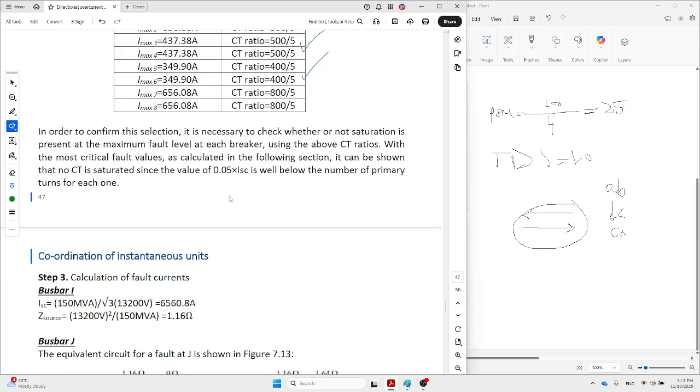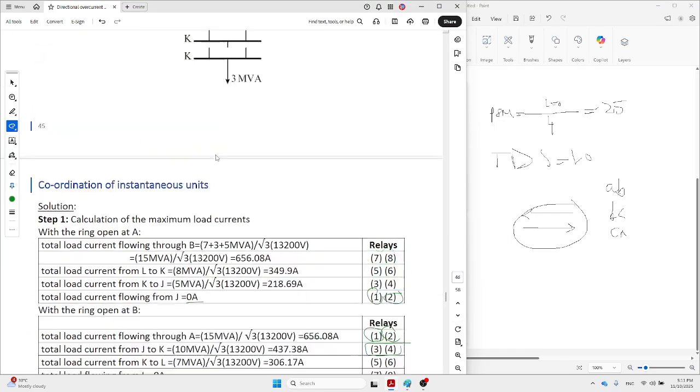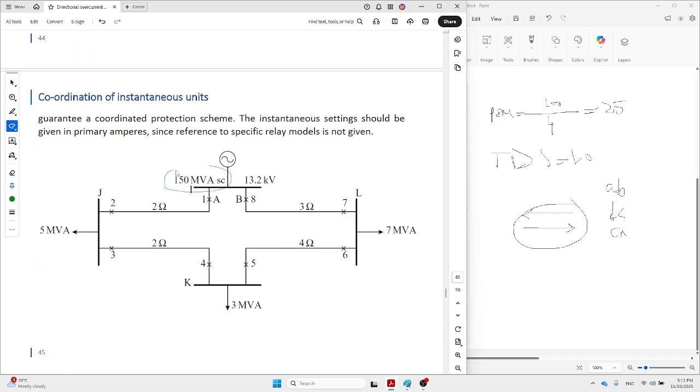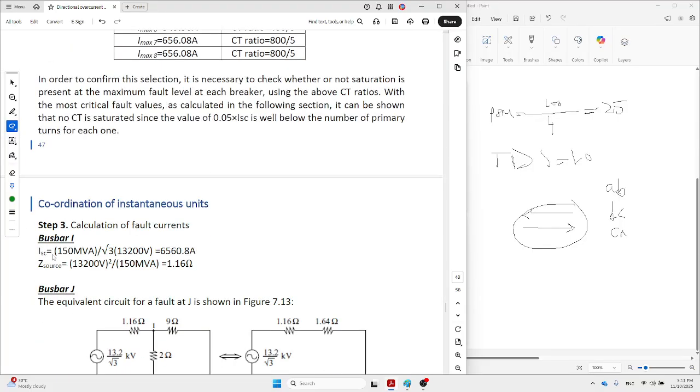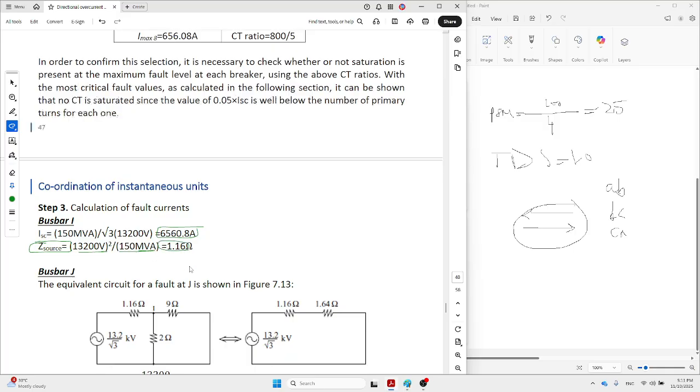Right now, in order to find out the short circuit, what should we do? This short circuit power is given here, correct? Then again, you have to find the short circuit current. So 15 divided by the voltage, this is the short circuit current. And what is the impedance? How can we calculate the impedance? V squared over Z. So this is the impedance.